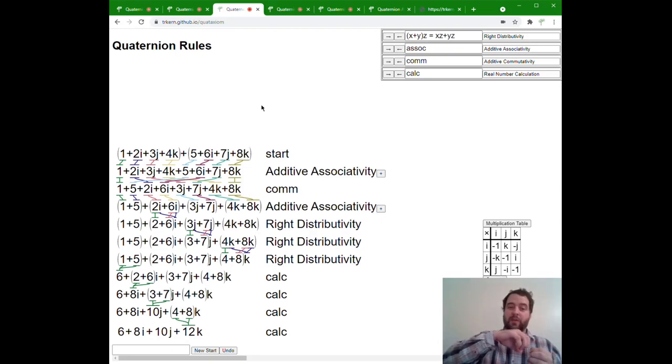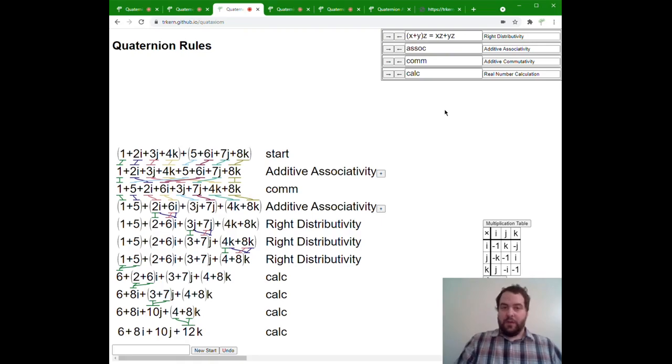And then again, we use right distributivity. We distribute out the common i, j, and k in order to combine the like terms. Then we do our calculations and we get our answer. So these are the only rules that you need in order to be able to add arbitrary quaternions together, right? You need right distributivity in order to combine like terms. You need additive associativity in a very general sense.